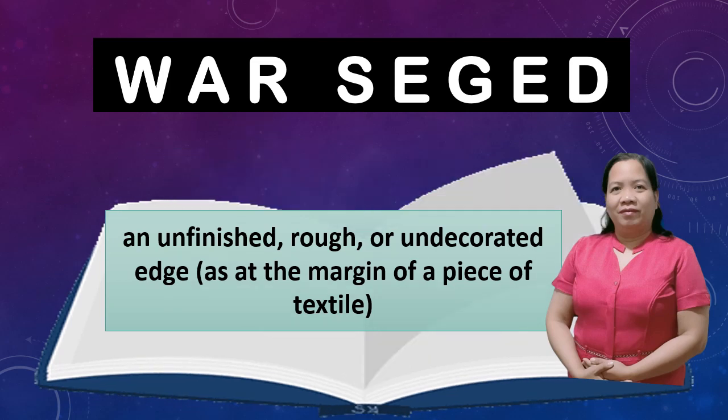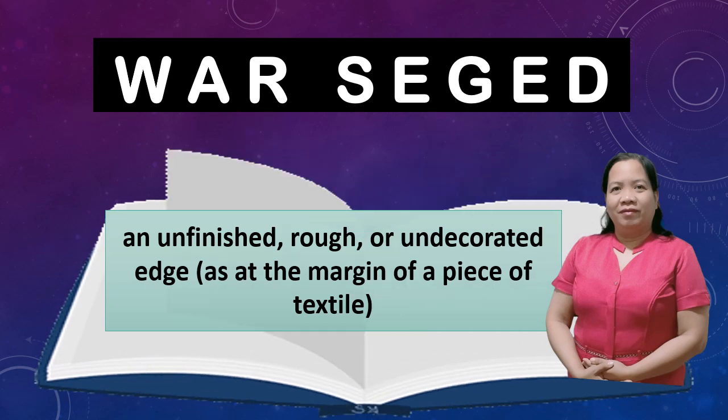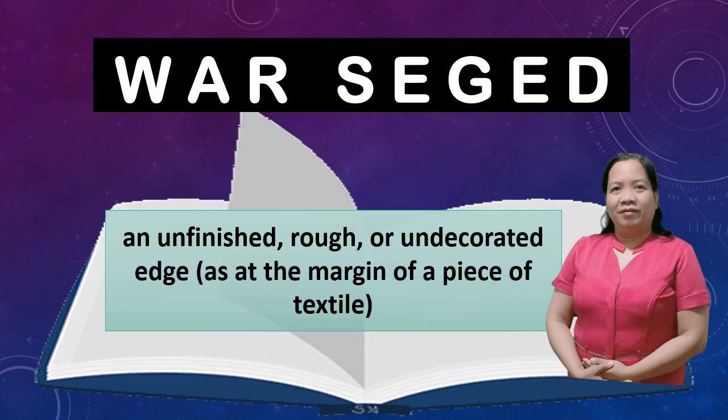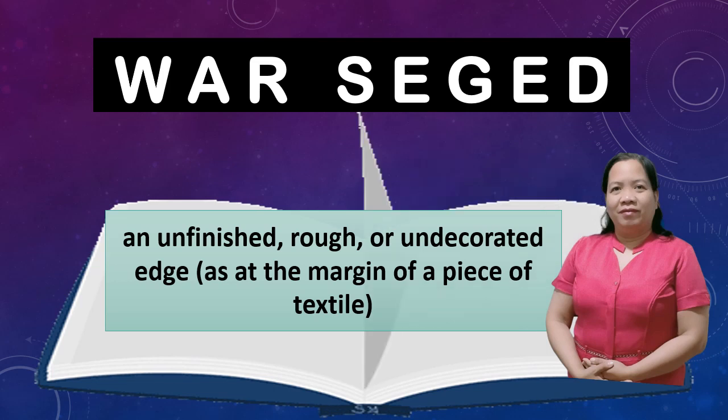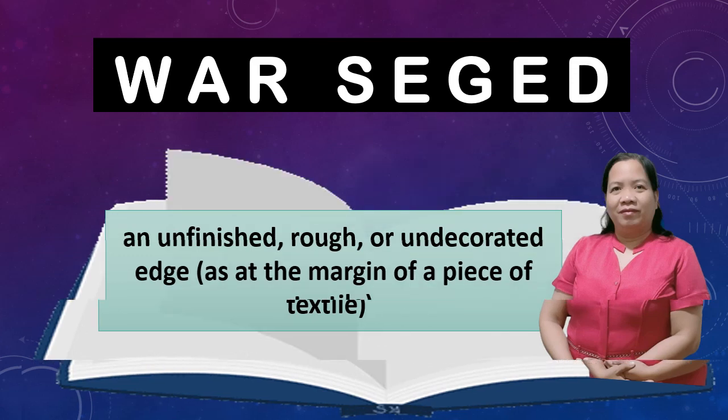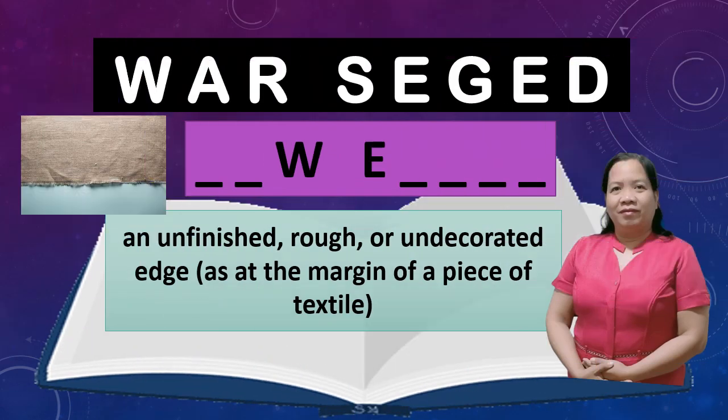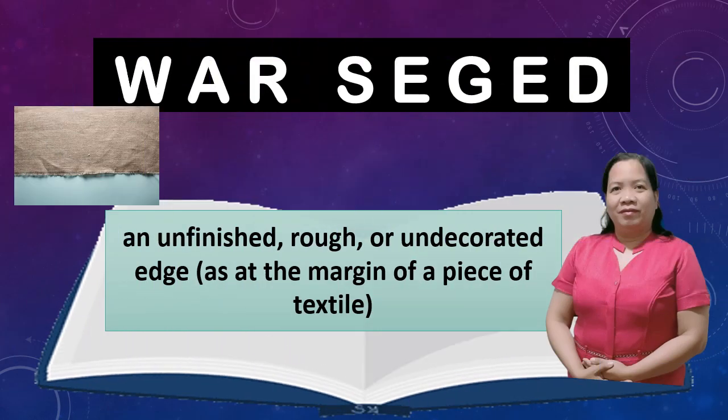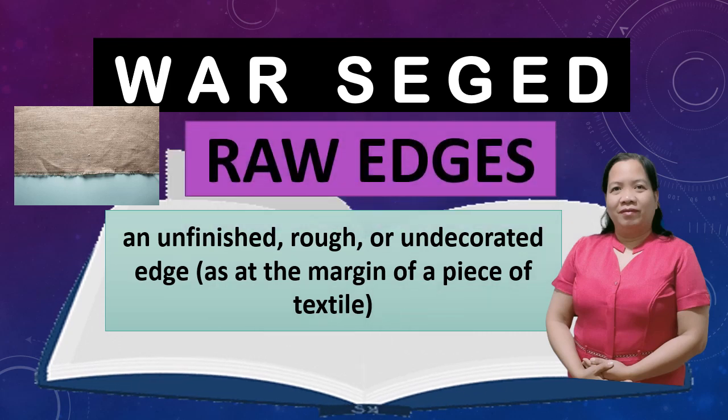An unfinished, rough, or undecorated edge, as at the margin of a piece of textile. This is our third word. And the letters are W, A, R, space, S, E, G, E, D. And the answer is, bravo! Raw edges is the answer.